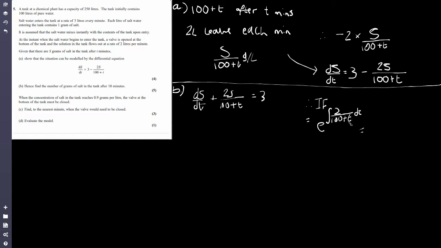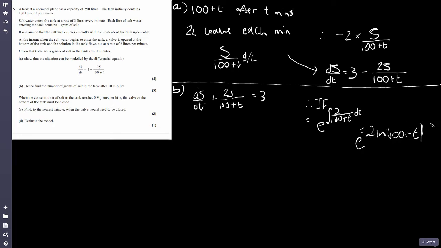Well, integrating this, what's the derivative of the denominator? That'd be 1. So what do I need to times that by to get to 2? Well, I'd have to times that by 2, right? So it's going to be 2 ln of my expression here, so that'd be 2 ln(100 + t). What I should also have is this is equal to e to the power of this.